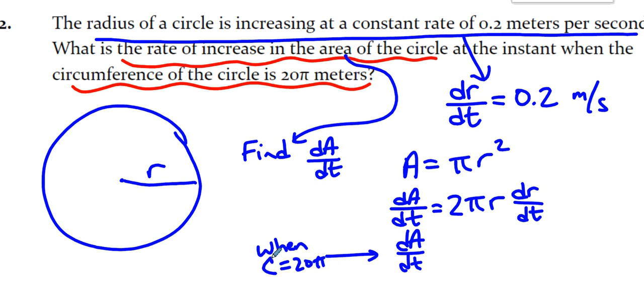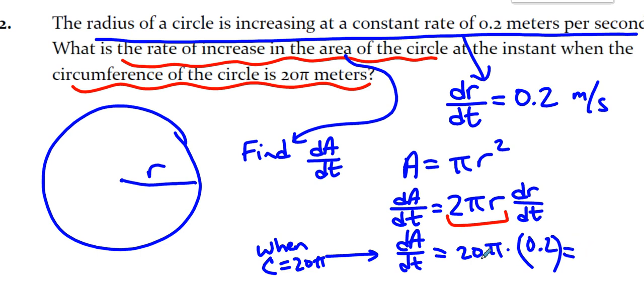There are two ways to do this. One is to recognize that this is circumference, and if that's circumference, then all of 2 pi r gets replaced by 20 pi. The other way is to figure out what the radius is when the circumference is 20 pi and plug that in, and you end up in the same place. If the circumference is 20 pi, then the diameter is 20, so the radius is 10, and we plug that 10 in right there. We are told that dr/dt is 0.2.